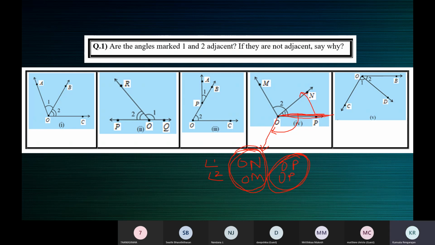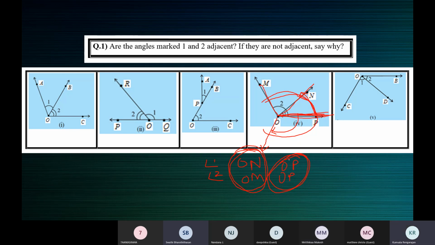You can see that now here they lie on the same side. Both of them lie on the same side of the common arm. The common arm is OP. The non-common arms ON and OM lie on the same side of OP. It should actually be that one is on this side of OP and the other on that side of OP. One should be on right and one should be on left, ma'am.